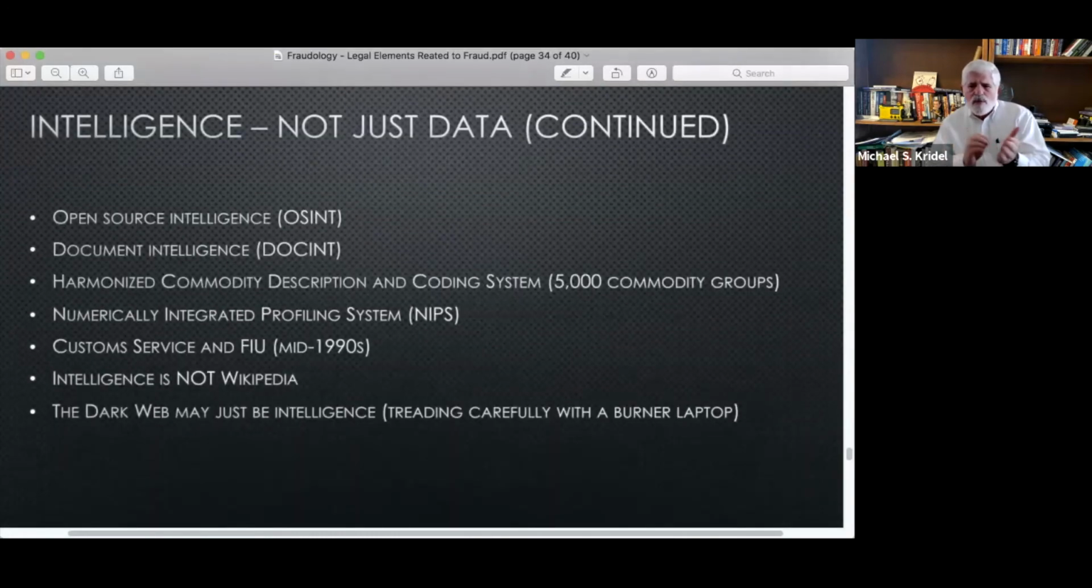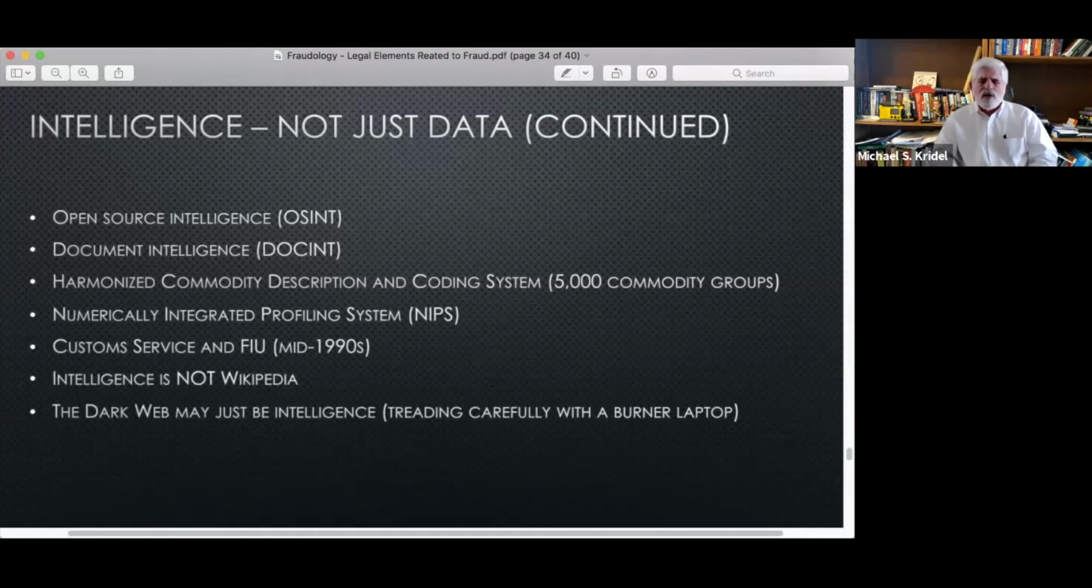A little bit more. Open source intelligence, what's available to the public without paying. Document intelligence, what can be gleaned from reading specific documents, which documents are critical. Harmonized commodity description and coding system. This is 5,000 commodity groups that is built into certain programs. You won't see this often because it exists and it's not obvious. It's built into coding. Numerically integrated profiling system. This is a system that is based on algorithms and can identify criminals as well as crimes. In the United States, the Customs Service and Florida International University developed systems for financial intelligence.